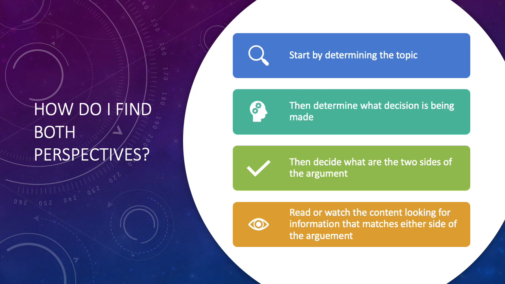So now that you know why this is important, let's talk about how to do it. How do I find both perspectives? You're going to follow these 4 simple steps. First, you're going to determine the topic. Then, you're going to determine what decision is being made. Thirdly, you're going to decide what are the 2 sides of the argument. And then the 4th thing you're going to do is read or watch the content looking for information that matches either side of the argument.